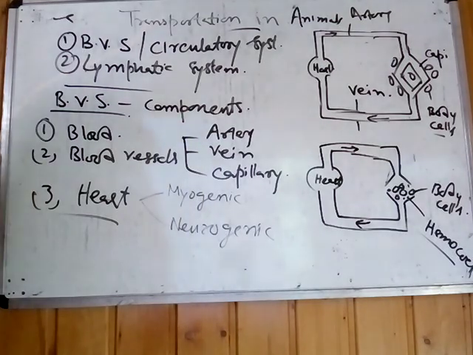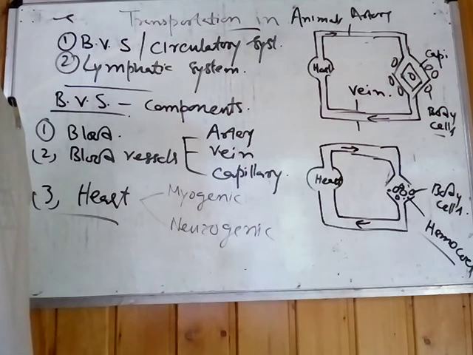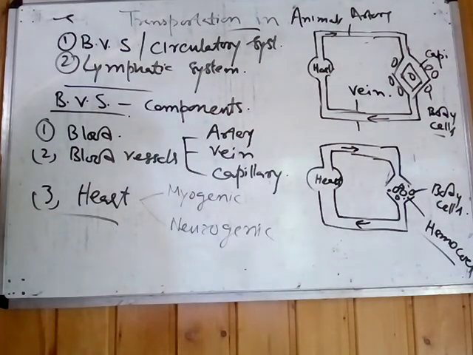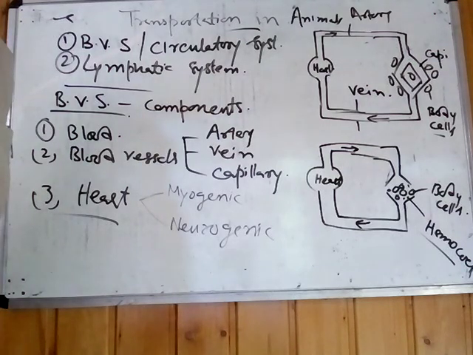So whatever we introduce in the animal body or a plant body, it requires to be transported in one or the other way to the body cells, individual cells, where they will get metabolized in one or the other way. Now in animals, transportation of material is carried out by two distinct systems.